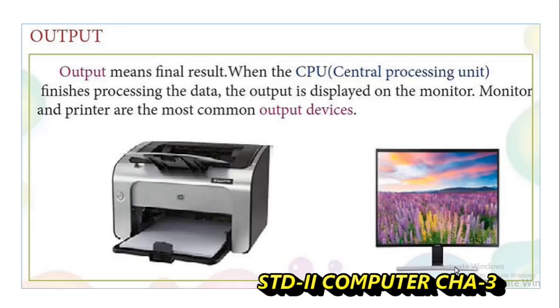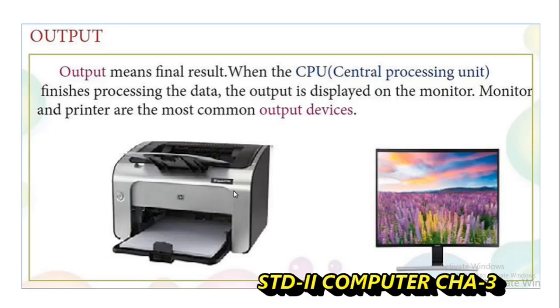Now, after the processing, we will get the result. Which part of the computer gives us the result? That is output. Output means the final result. When the CPU finishes processing the data, the output is displayed on the monitor.